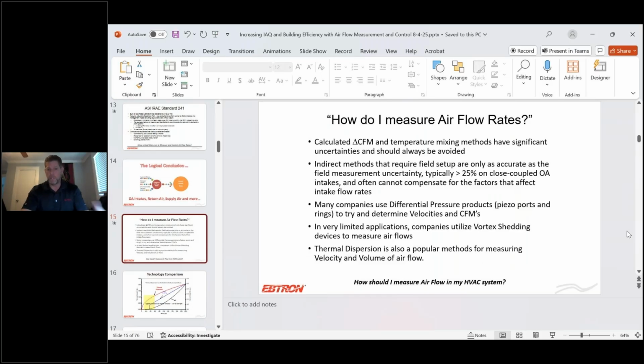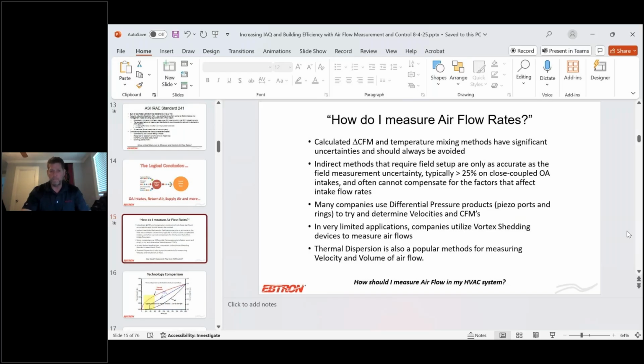So then the question comes up, how do I measure airflow rates, right? Mike, you've talked about why we're doing it, the need for it, and some factors that affect it. And you're telling me I need to measure and control, and that's great. I understand. How am I going to do that? How do I really measure my airflow rates? And there are different ways of doing it.